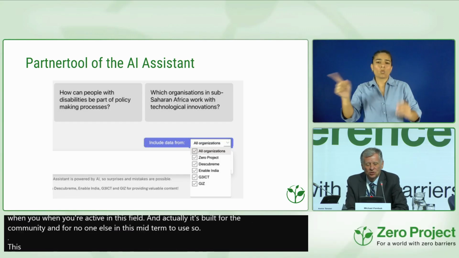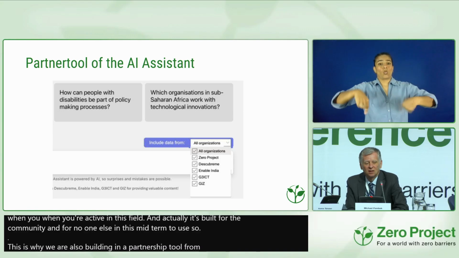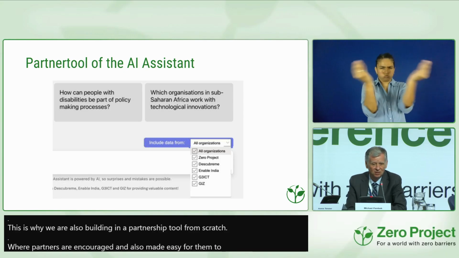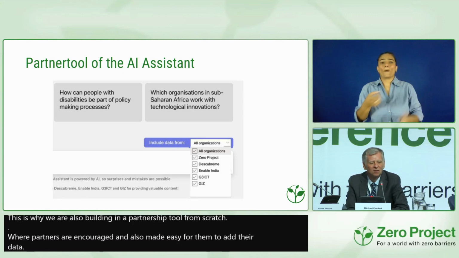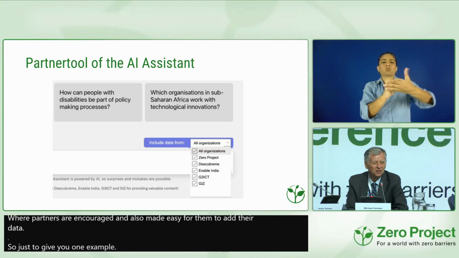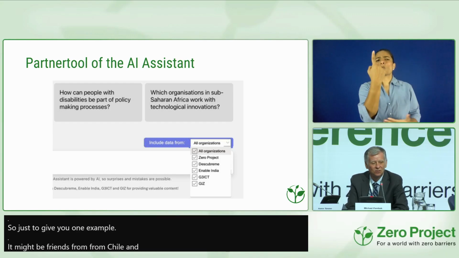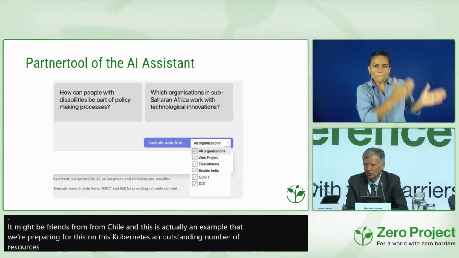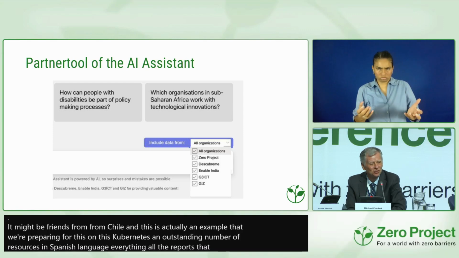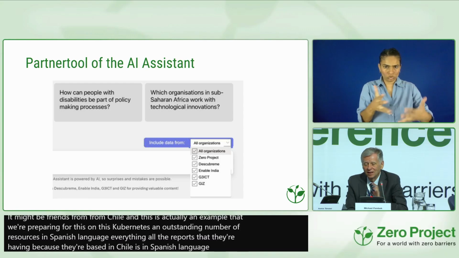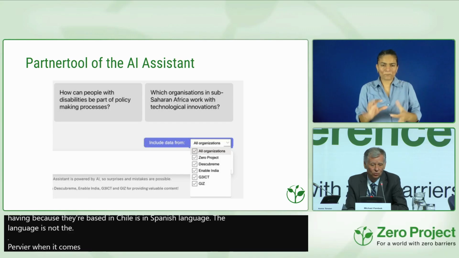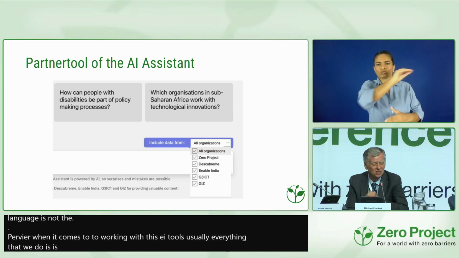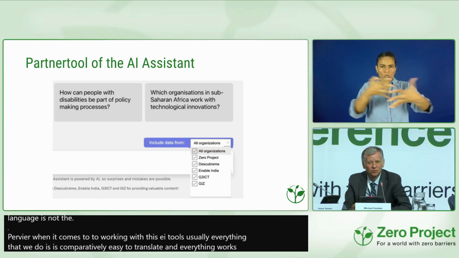So this is why we are also building a partnership tool from scratch, where partners are encouraged, and also made it easy, to add their data. Just to give you one example, it might be friends from Chile, and this is actually an example that we're preparing. Fundación Descúbreme has an outstanding number of resources in Spanish. All the reports that they have, because they're based in Chile, are in Spanish. The language is not a barrier when it comes to working with these AI tools. Usually, everything that we do is comparatively easy to translate, and everything works in any of the usual languages.